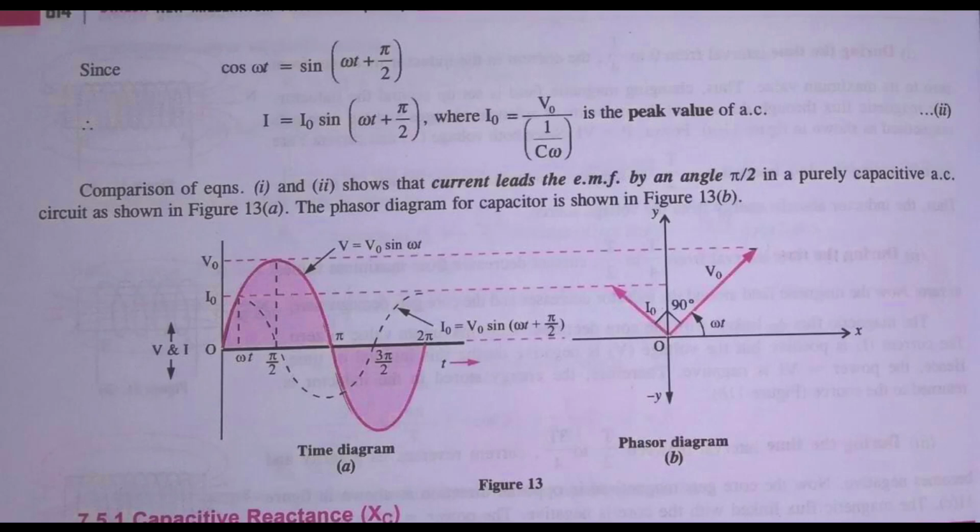In the phasor diagram you can see that current leads the voltage. Current leads the voltage by the angle of 90 degrees, and if you compare the phasor diagram with the time diagram you can clearly observe that the current is leading the voltage.